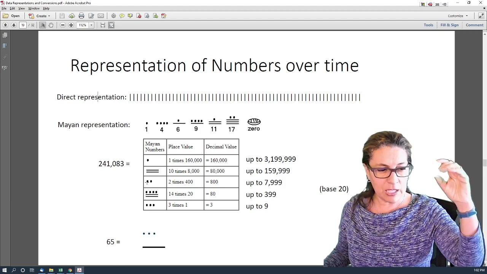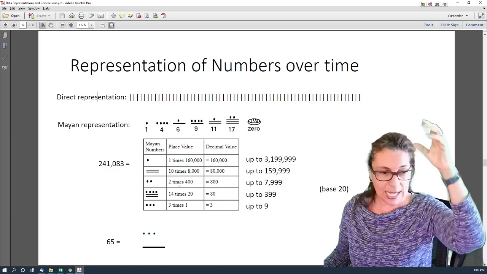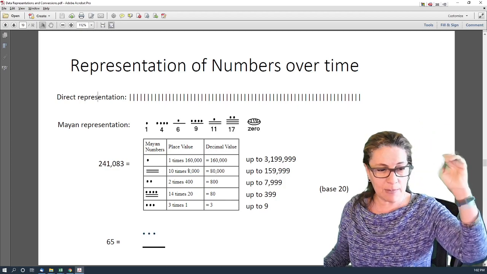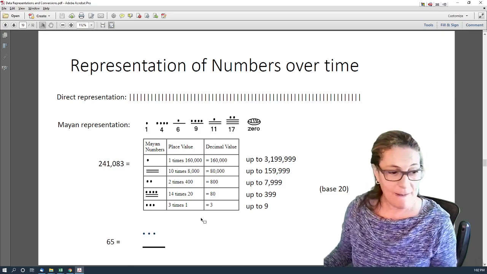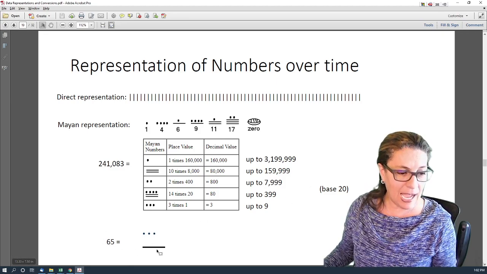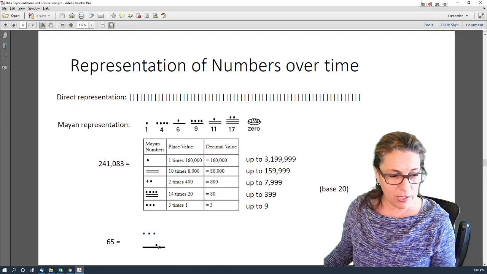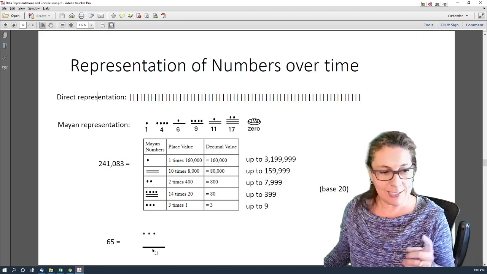And the same thing here. This is 2 times 400, which is the next one. This is 10 times 8,000, which is the next one. So this is basically base 20, right? So if you wanted to write 65, it's 5 on the bottom, and then 3 dots times 20, right? So this is 65.